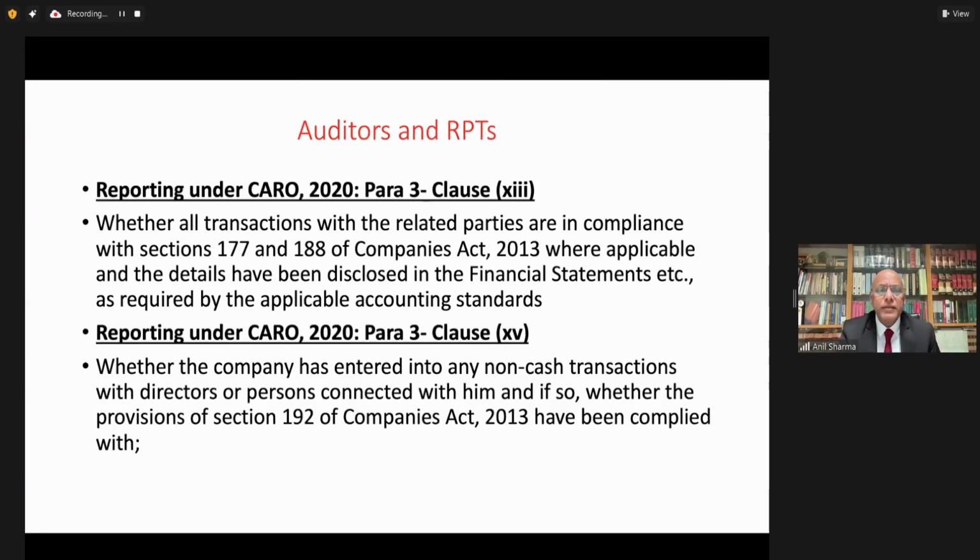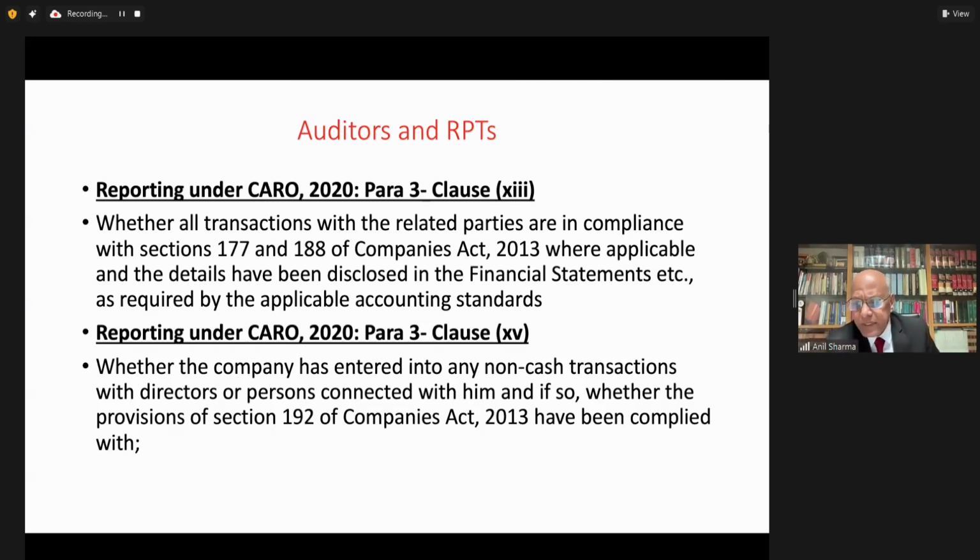Clause 13: whether all transactions with related parties are in compliance with sections 177 and 188. Again, as I mentioned about 185 and 186, similarly sections 177 and 188, which otherwise also you were required to report, but now you have to mention specifically that the compliance of these sections has been made, which relates to related party transactions only.